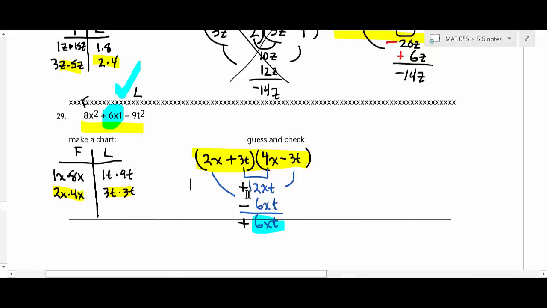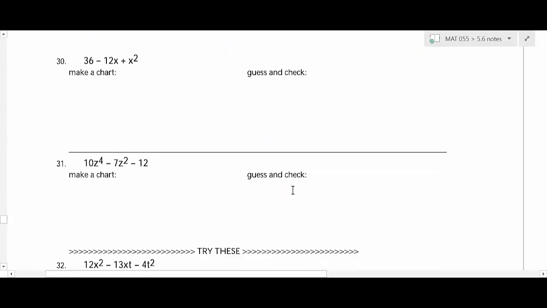Okay, I'm going to do one more, then we'll close it off here. Let me go ahead and just do this one. You can do this one of two ways. You can fill in a chart on this one too. If you did a chart here with the first and last, if you look at the first term, we could have 1 and 36, 2 and 18, 3 and 12, 4 and 9, or even 6 and 6, like that.